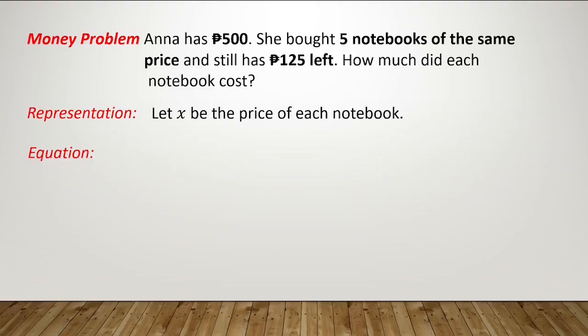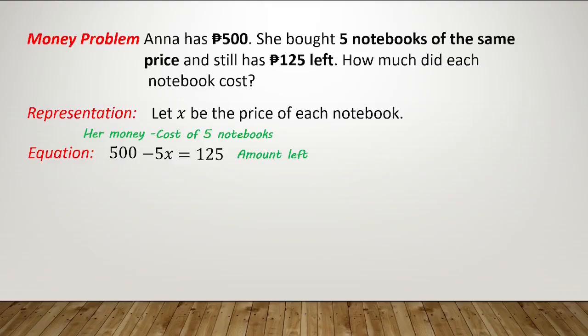For the equation, based on the problem, Anna has 500 and then she bought five notebooks. So 5 times the price of each notebook equals 125. That is the amount left for Anna.